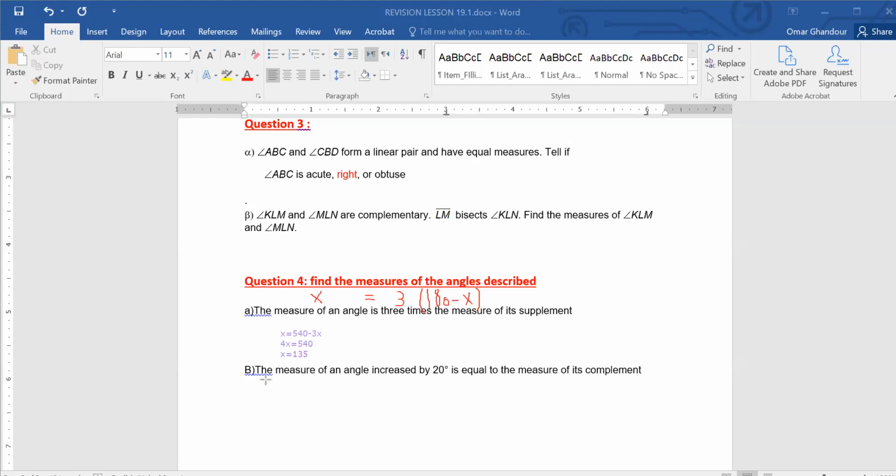135 degrees. So what did I do? I formulated an equation and then I solved the equation to find my answer. Remember, is means equal. 3 times means multiplication. And it's always a good thing to include a bracket. I will leave question B for us to do together.